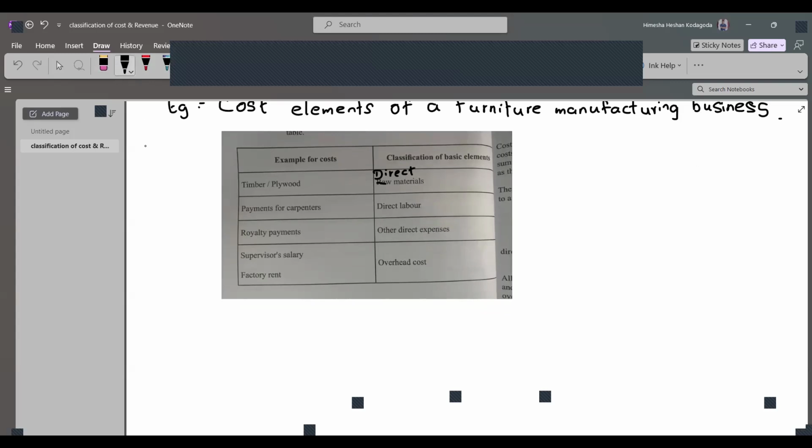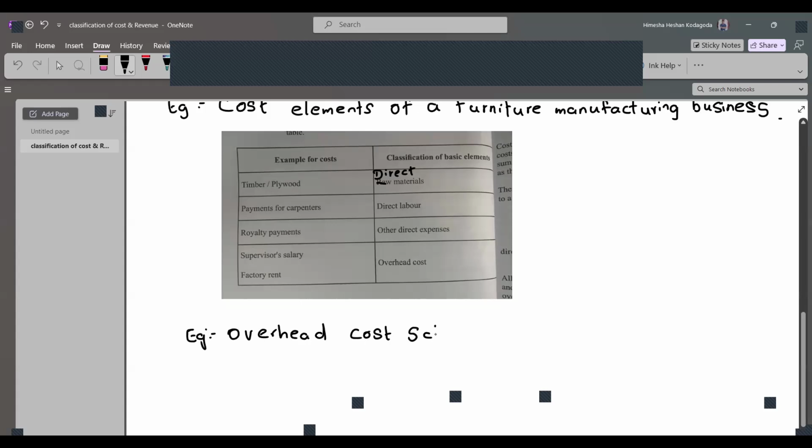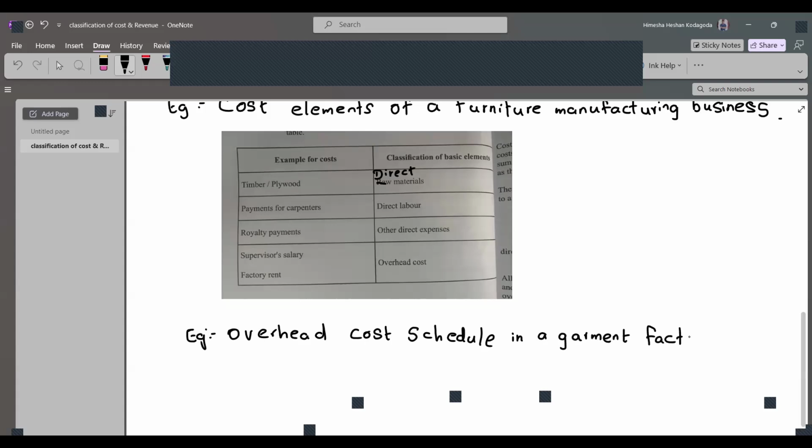Right? To understand overhead properly, I'll give you an example. Overhead cost schedule in a factory, a garment factory overhead cost schedule.